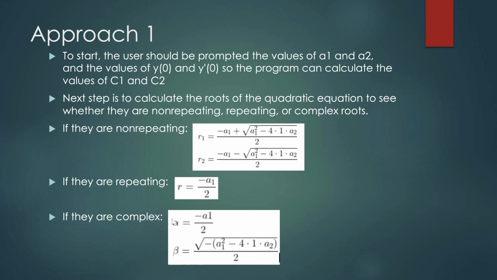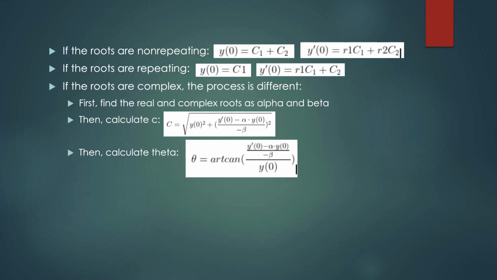And if the roots are complex, I'll have to calculate the alpha and the beta, which is the real and the imaginary part. And after that, I use the values of A1, A2, Y0, and Y prime of 0 to calculate the constants. And if the roots are real and non-repeating, this will be the equation necessary, and it will basically just be a matrix with two variables. If the roots are repeating, these are the equations. A matrix wasn't required for this.